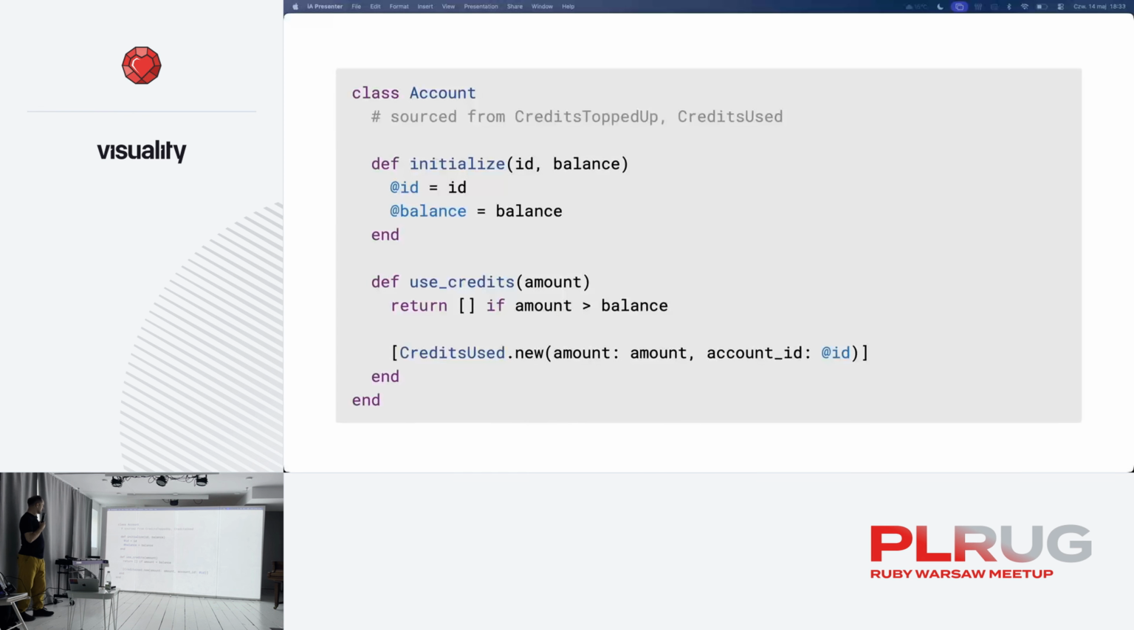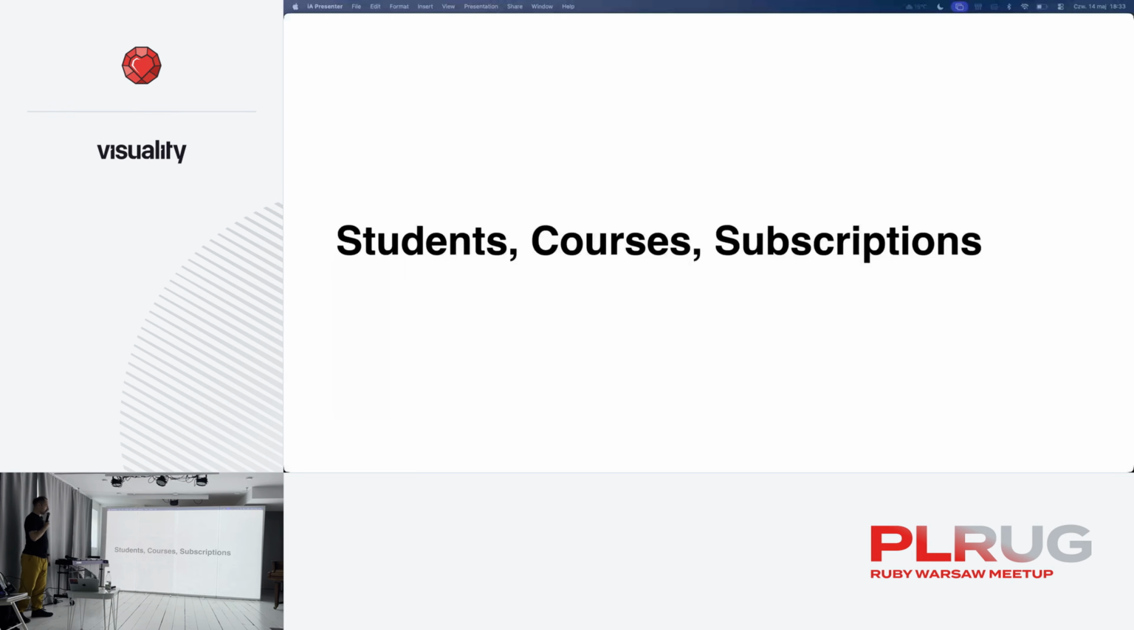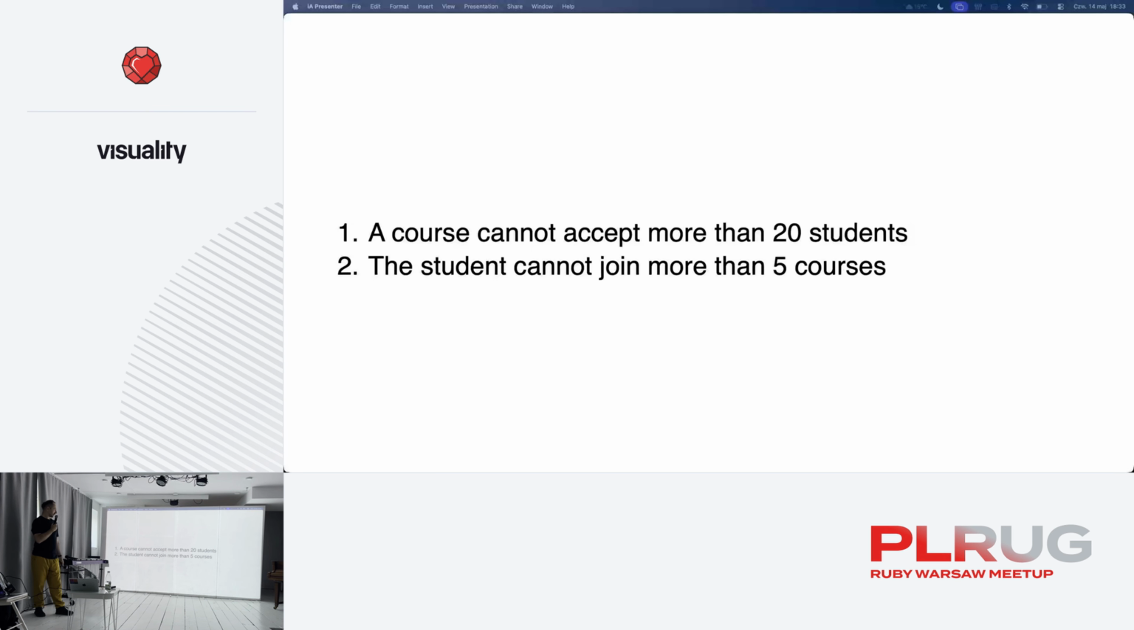And by the way, those two examples with credits top up and credits used come from Mateusz Nowak from blog Na Kodach. It was a very nice example that he presented that resonated very well with me. This example comes from Sara Pellegrini, and she described this whole idea of dynamic consistency boundary. And the starting example was something like this. Imagine we have a situation where students can subscribe to courses, and there are two rules. A course cannot accept more than 20 participants, and a student cannot join more than 5 courses.